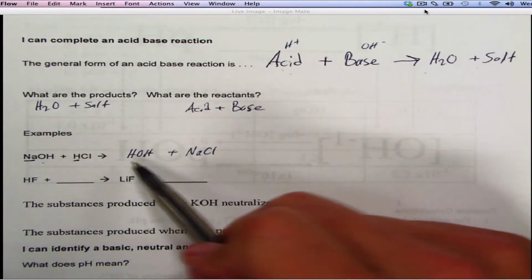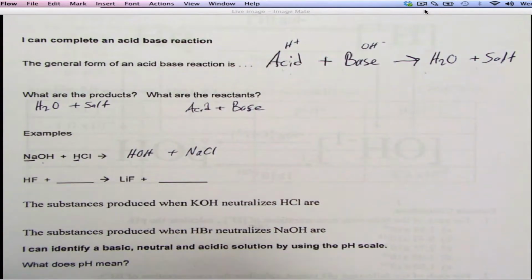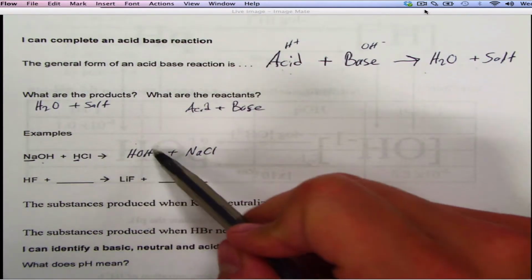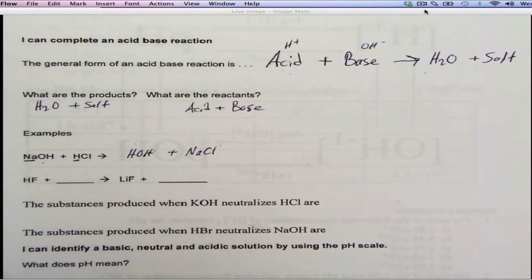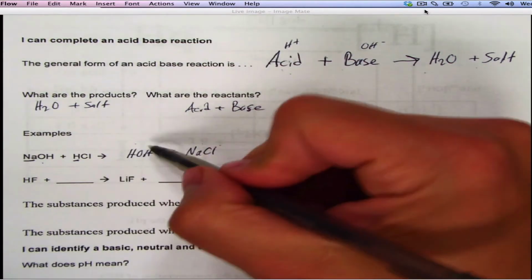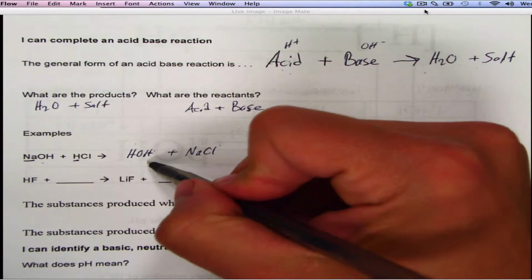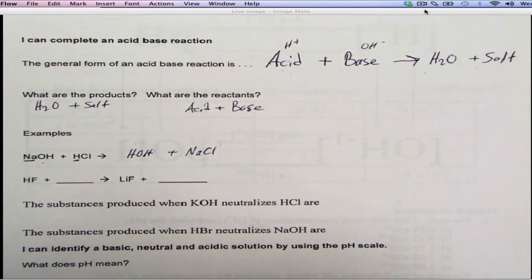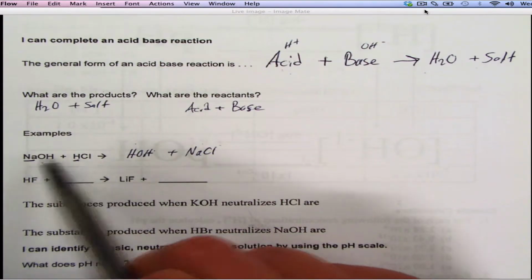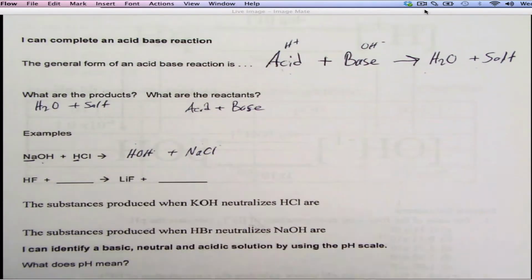And remember, when you make new formulas, you do have to drop and swap. So you have to know their charges. And these are the right charges because H plus, OH minus. This is a +1, -1. And you have to balance it out as well, and it's already balanced. So here's my water, HOH, which is just H2O written a different way. And here's my salt, NaCl. So acid plus a base make water and salt.